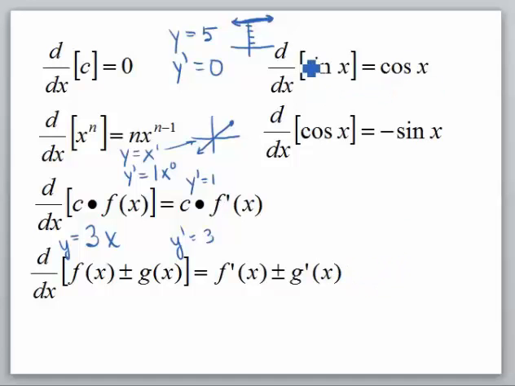This next one says the derivative of sine x is cosine x. You need to memorize this. And then the derivative of cosine x is negative sine x.